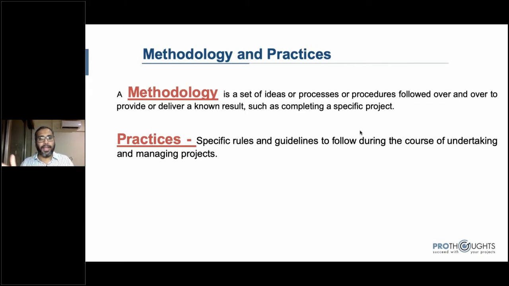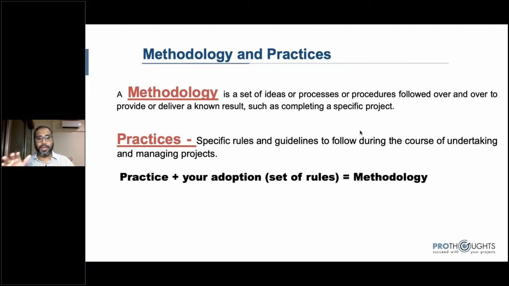So in our case, I will call Scrum and other things practices. When I actually use my practice and adopt my own rules, like tailoring, I will call it a methodology. That is what methodology and practice are. So very similar, but that's the definition. So there are a lot of practices and a lot of methodologies. Methodology is generally something that you own, but a lot of practices are available in Agile.